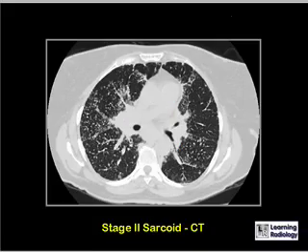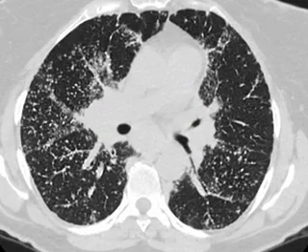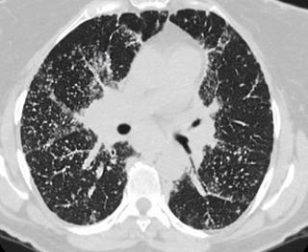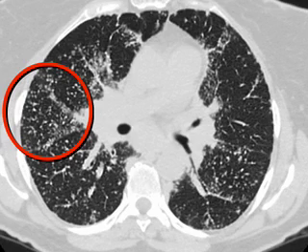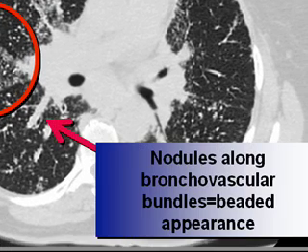Here's a CT scan of a patient with stage 2 sarcoid. You can see that there's bilateral hilar adenopathy. There are innumerable small nodules in this patient, and there is beading along the bronchovascular bundle caused by the multiple small nodules.